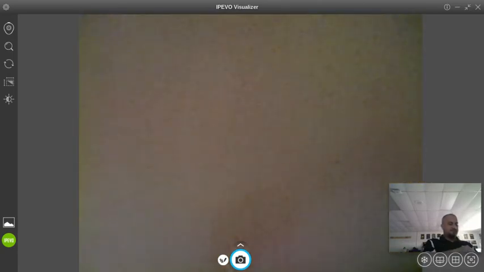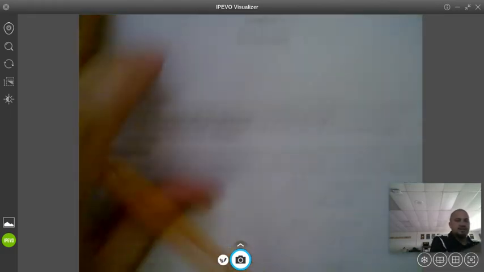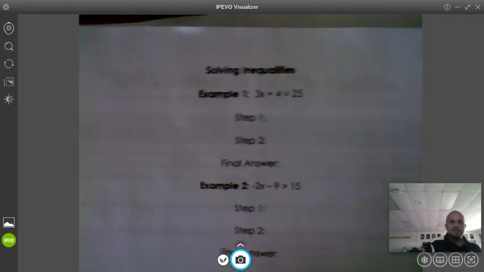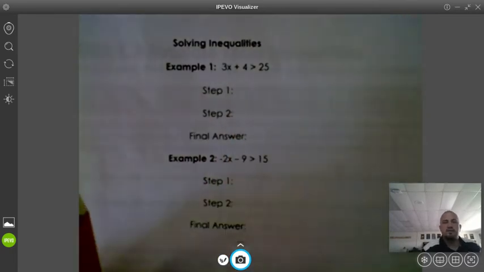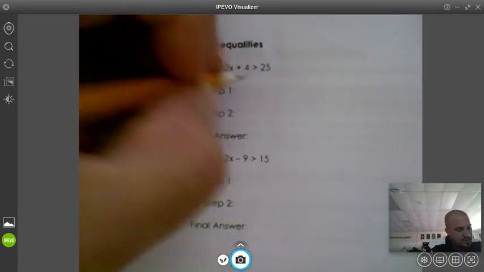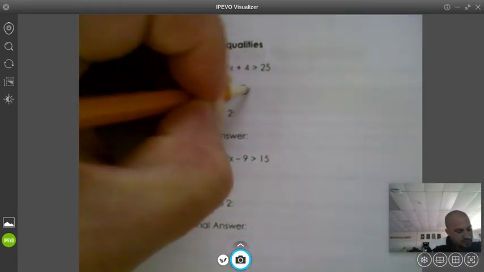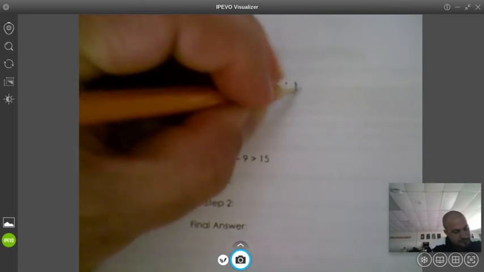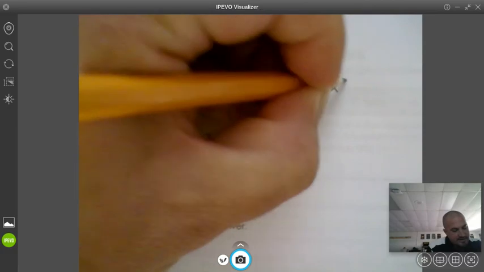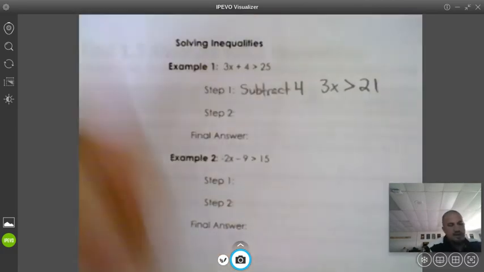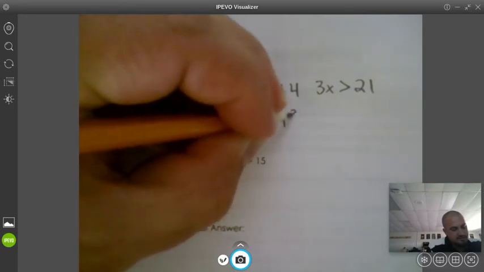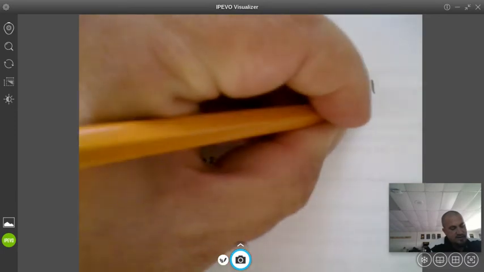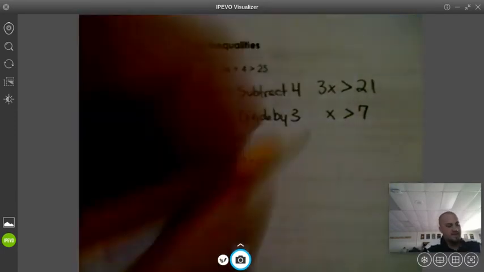If you'll turn with me to the second sheet. On the second sheet of the notes at the top, you see a couple examples of inequalities. So example number 1 is 3x plus 4 is greater than 25. Step 1, you would subtract 4. So that gives us 3x is greater than 21. And then step 2, you would divide by 3. So that gives us x is greater than 7. And that is our final answer.